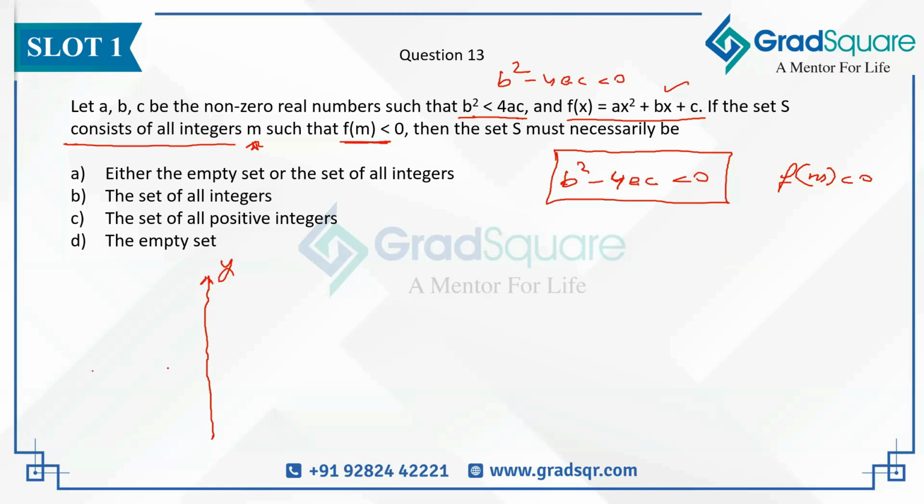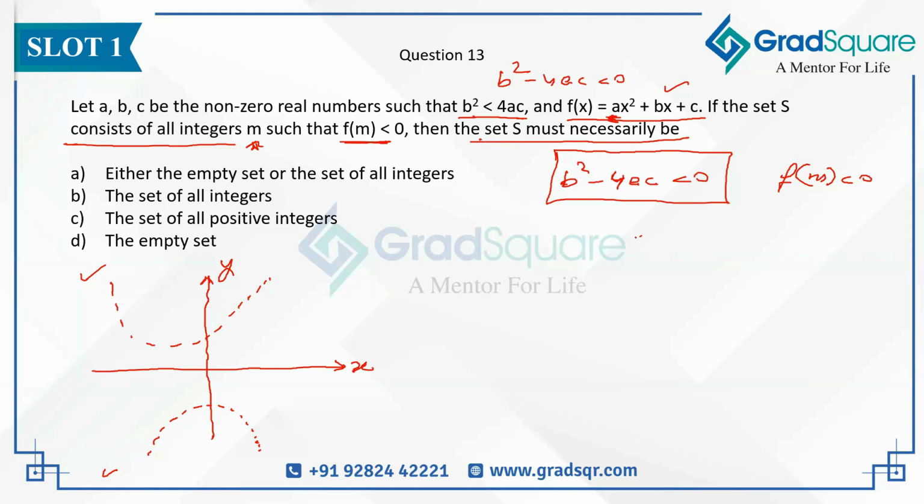Now understand the basic thing about the discriminant being less than 0 for a quadratic equation. Suppose this is your y-axis and this is your x-axis. If your discriminant is less than 0, then either your graph is upward open and not touching the x-axis at all like this, or it is downward open and once again not touching the x-axis like this. These are the two possibilities. The first happens when your coefficient of x square, which is a, is positive, and the second happens when a is negative, but they have not told us whether a is positive or negative. So either case is possible. Then the set S must necessarily be what?